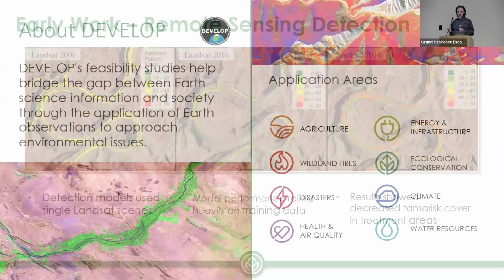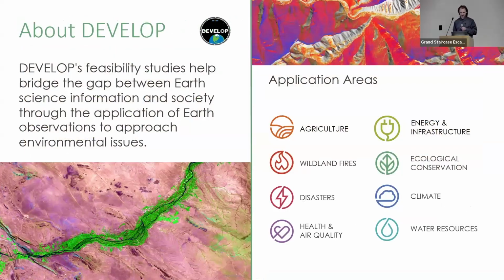But now into the meat and potatoes of my story. The rest of this presentation, I'll be talking about the NASA Develop program and a project that I did with the program. Basically about NASA Develop, it's an internship program. We do 10-week feasibility studies investigating the use of NASA data for environmental decision making. We have all different application areas, from looking at agriculture, we do a lot of agricultural projects, but the main project I'm going to be talking about is an ecological conservation project that I was a part of back in 2023.